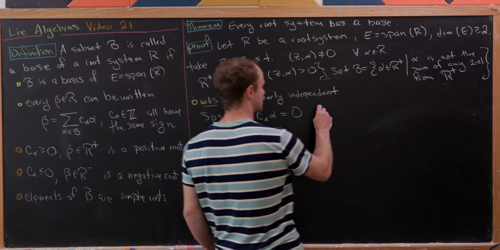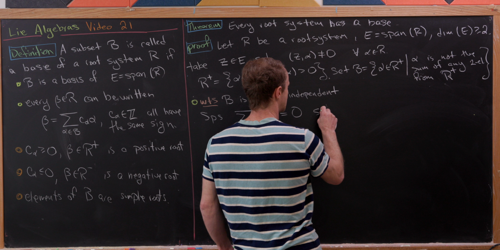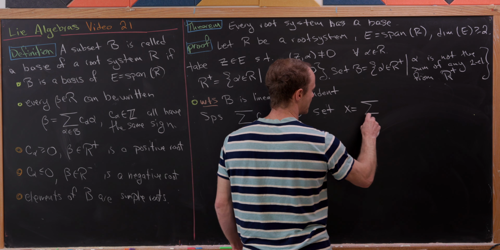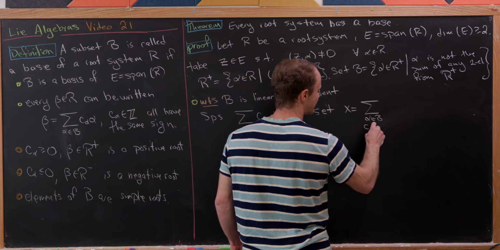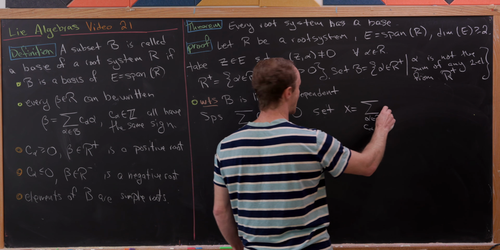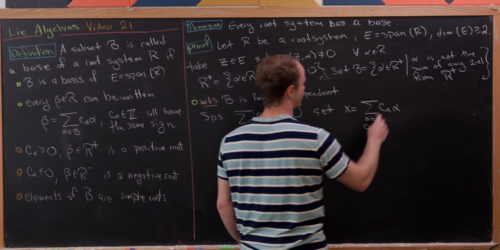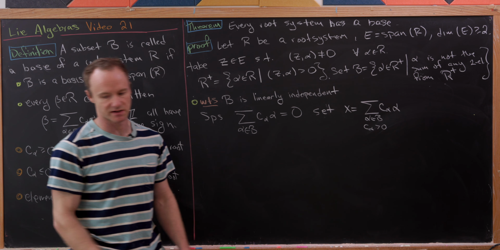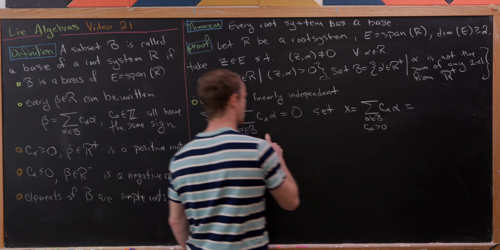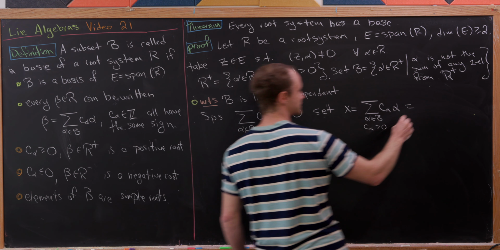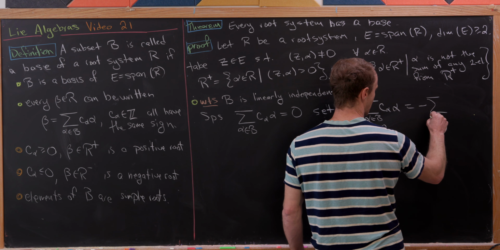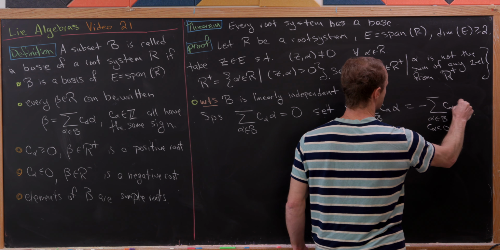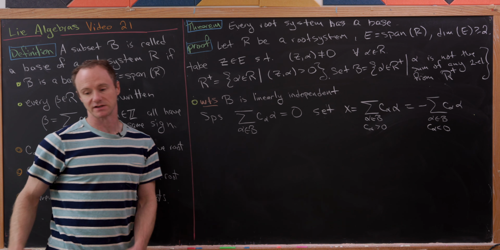And now, let's set X equal to the following. This is going to be the sum over alpha in B with the condition that C alpha is positive of C alpha alpha. So this is the positive part of this sum. But notice that since the sum is 0, then that's also the negative part of this sum. So, well, that's good.